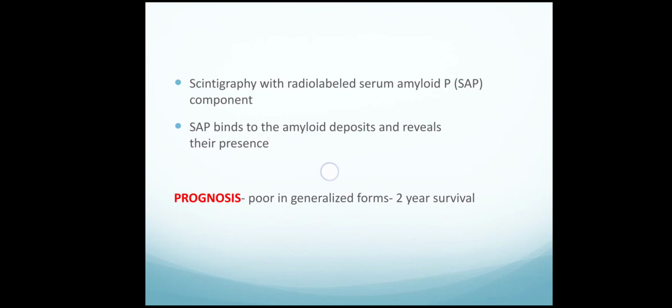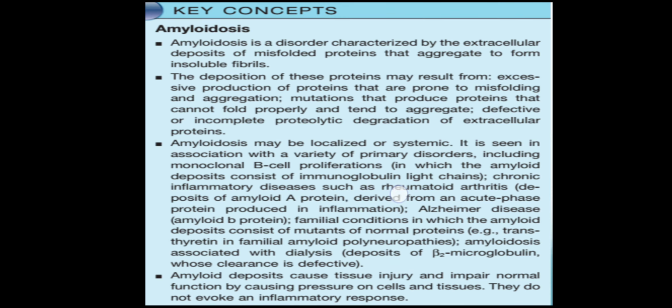Now it can be localized or it can be systemic. It is seen in association with a variety of disorders. Examples are monoclonal B cell proliferations, chronic inflammatory diseases like rheumatoid arthritis, and Alzheimer's disease, in which amyloid beta protein is deposited. Then there are inherited conditions. And amyloid deposits cause tissue injury and impair normal function by causing pressure atrophy of the cells, but they do not evoke an inflammatory response.